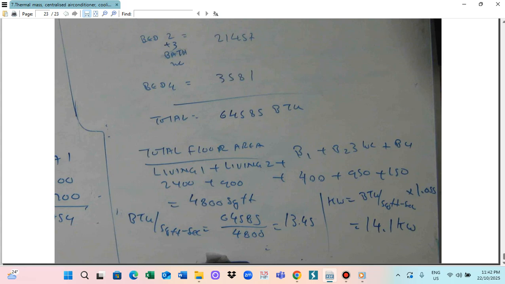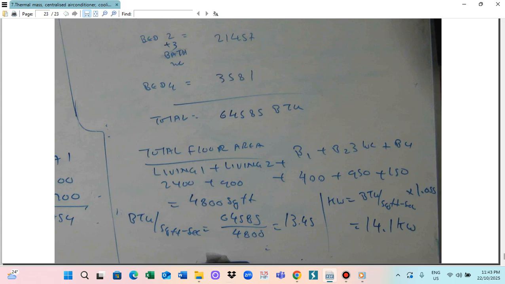Okay, now you want to calculate the kilowatt. Kilowatt means BTU per square feet multiplied by 1.055. This is the formula. BTU per square feet multiplied by 1.055, you can change to kilowatt. So this one multiplied by 1.055. So we work out that you require a 14.1 kilowatt machine. This is 14.1 kilowatt air conditioner you require to cool this house.